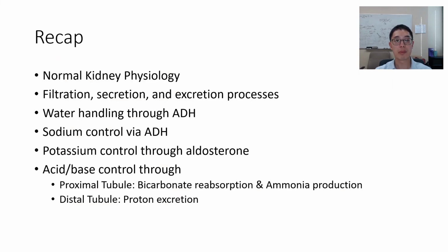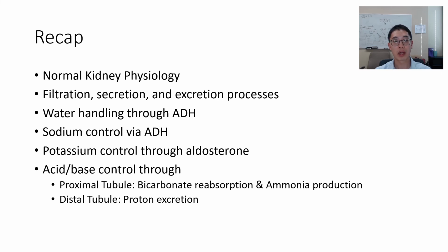We covered a lot of ground today, but hopefully you will have a better appreciation of how the kidneys work to maintain our water and electrolyte balance. We went quickly through normal kidney physiology, how urine is made through the filtration, secretion, and excretion process. We also talked about how water is handled in the kidney through the action of ADH, or antidiuretic hormone. We then discussed how serum sodium concentrations are usually reflective of the water status in our body, and hence the importance of ADH in maintaining adequate sodium balance. We then talked about potassium control through the hormone aldosterone, and then lastly we talked about the different areas of the kidney that are responsible for acid-base homeostasis.